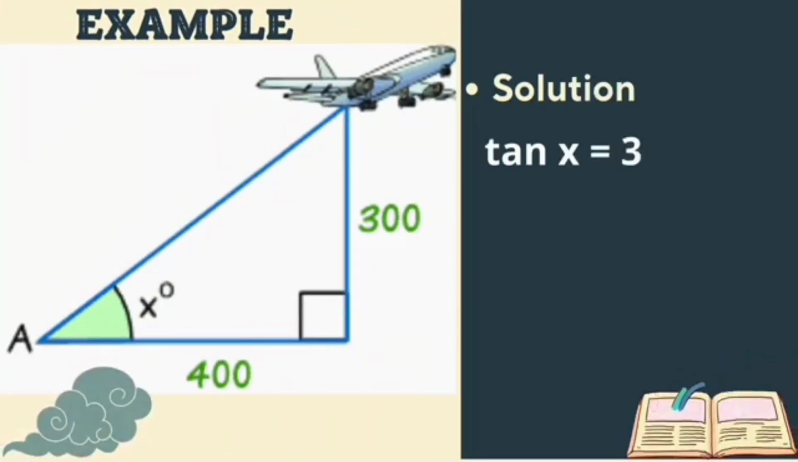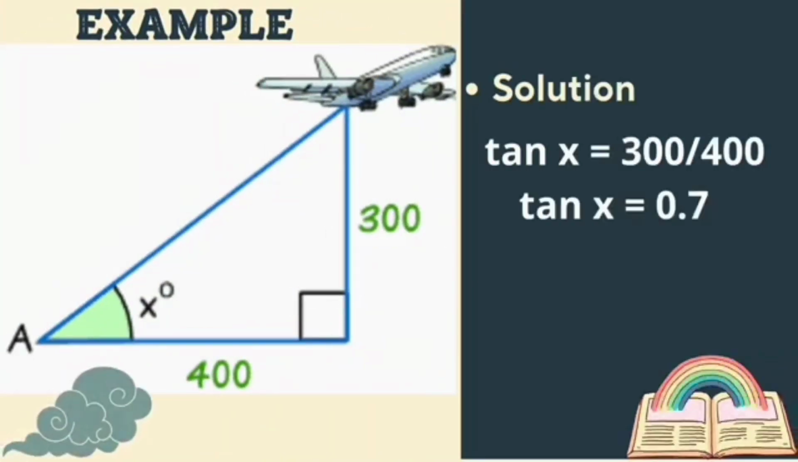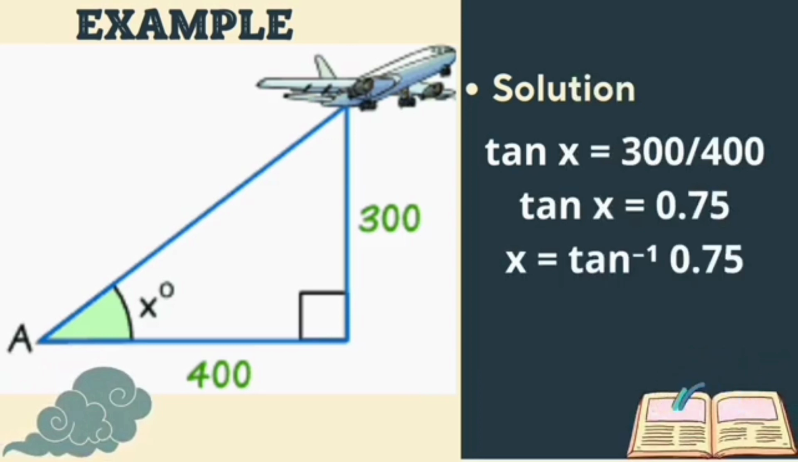From the solution, the tangent of angle x is equal to 300, representing the opposite side, divided by 400, representing the adjacent side. From division, tan x is equal to 0.75. x is the tangent inverse of 0.75, which is 36.87 degrees.